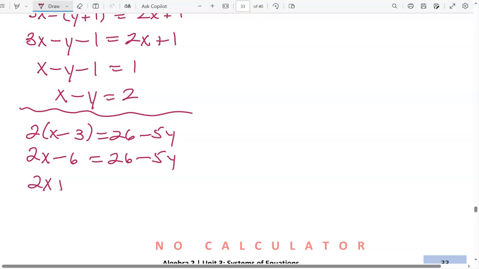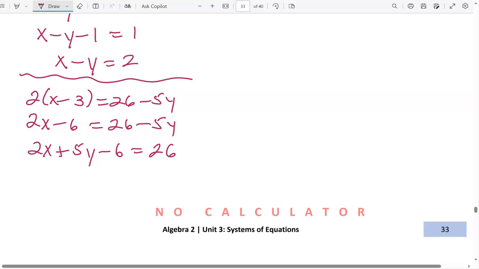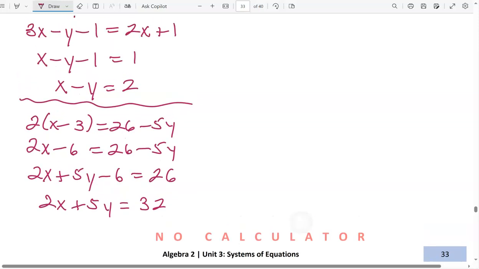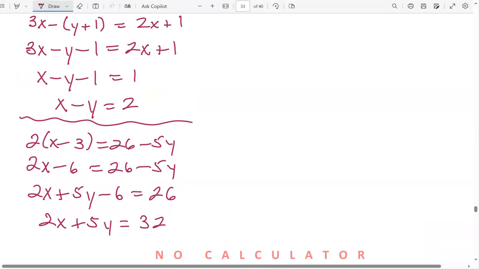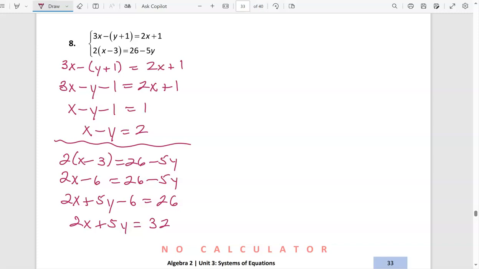And add 5y to both sides. And now add 6. And now we have two equations that are in standard form. I'm going to recopy the equations over on the other side. So x minus y is equal to 2, and 2x plus 5y is equal to 32.